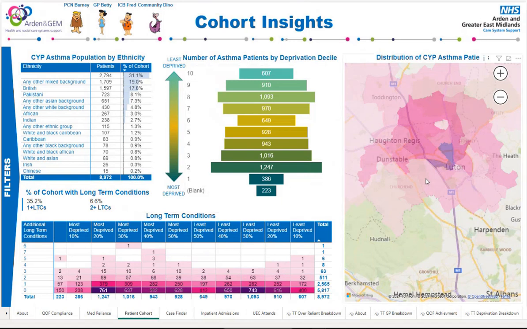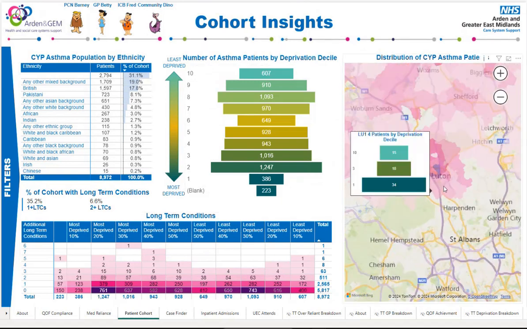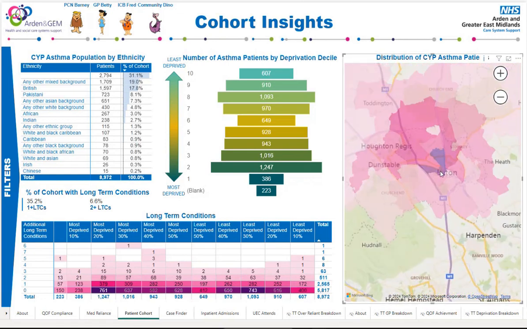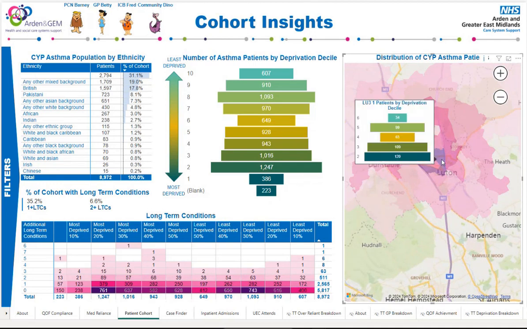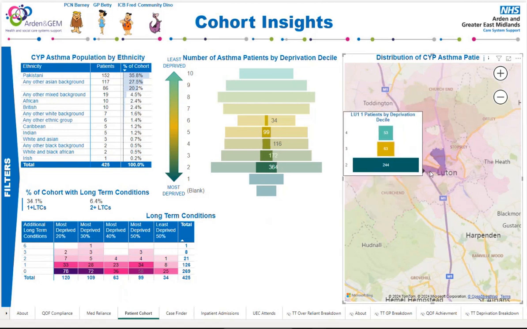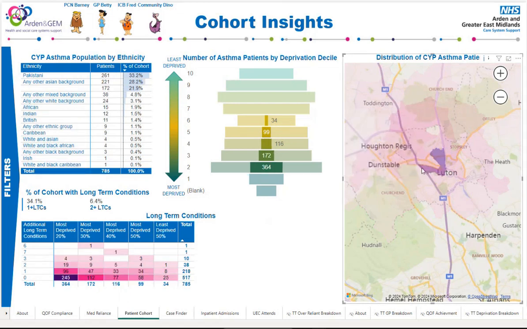So what we can identify very easily from the map is the areas that require the highest interventions or where you can make the biggest difference. We all know that services are strapped and we need to be targeting in the most effective way. So we can click on our purple areas here, Luton, and this one here, and straight away see some information about our patients. We can see that we have a high number of Pakistani and other Asian background patients here, and we also have high levels of deprivation.